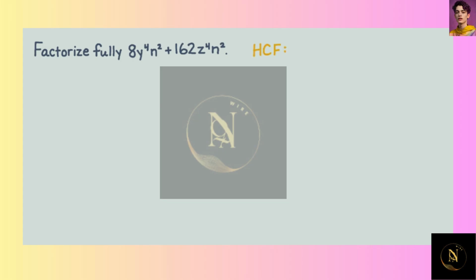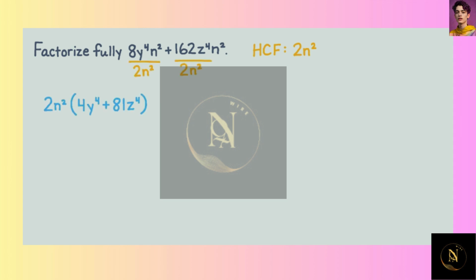Factorize fully 8y to the fourth power n squared plus 162 z to the fourth power n squared. To begin, we will consider whether the two terms in the given polynomial have a highest common factor, or HCF, which may contain variables, constants, or products of variables and constants. We determine that 2n squared is the highest common factor of the two terms.